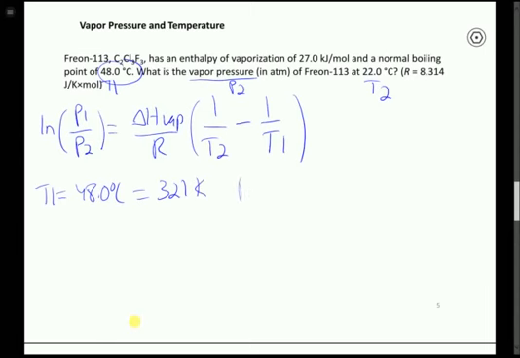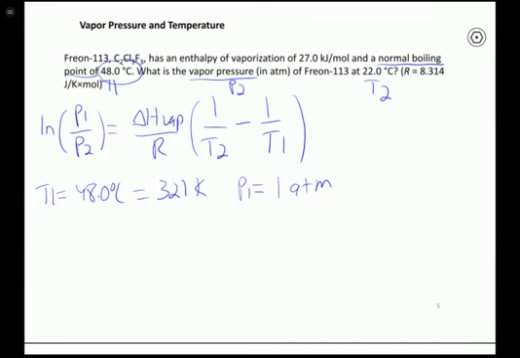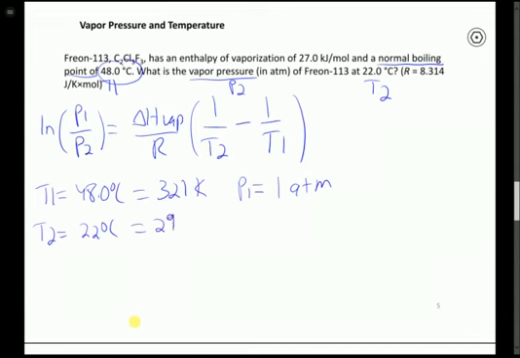Now P1, what is that going to be? We're not explicitly told the initial pressure, but the normal boiling point is 48 degrees Celsius. So at the normal boiling point, remember that the vapor pressure is exactly equal to 1 atmosphere. So our initial vapor pressure that we're considering at the boiling point is 1 atmosphere. So we have this T1 and P1, and then for T2, that's going to be the second temperature, which is 22 degrees Celsius or 295 Kelvin. And then P2 is what we're solving for, that's our unknown.